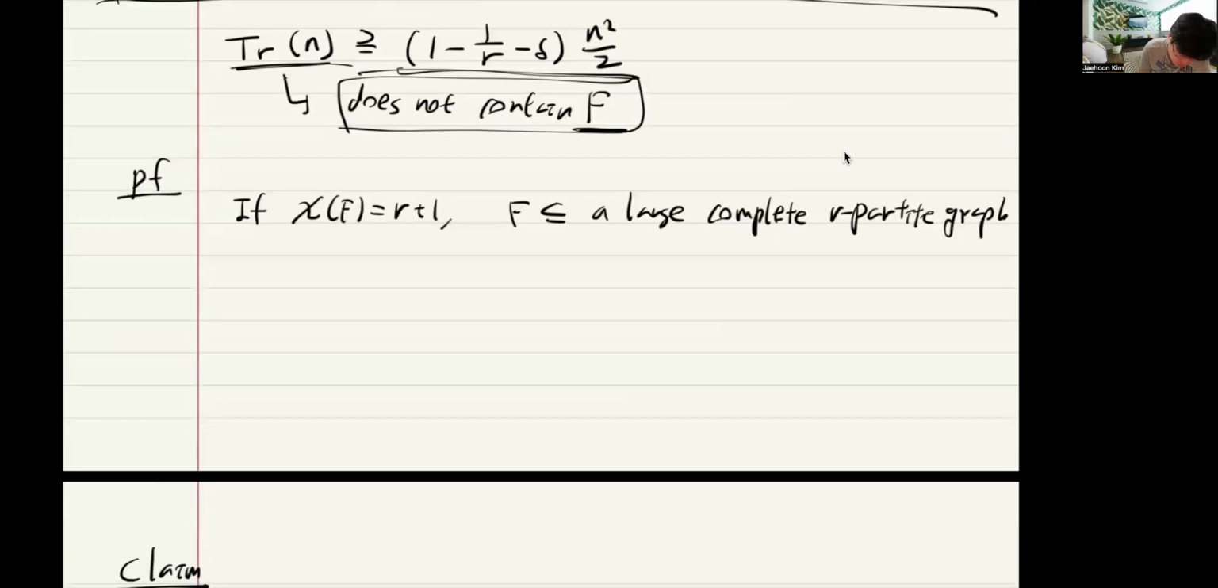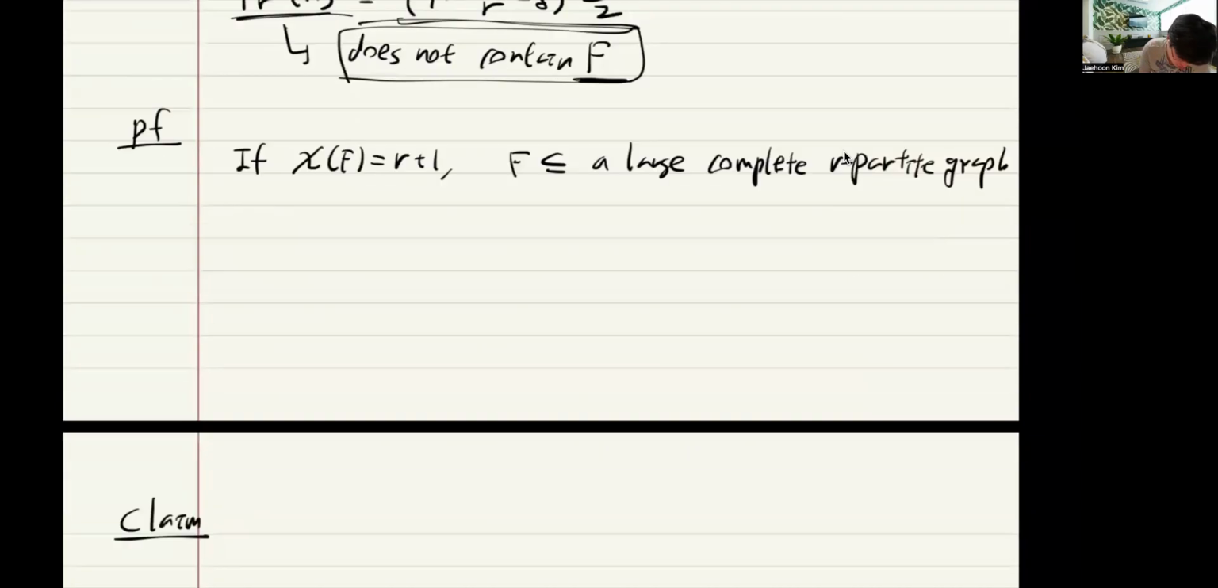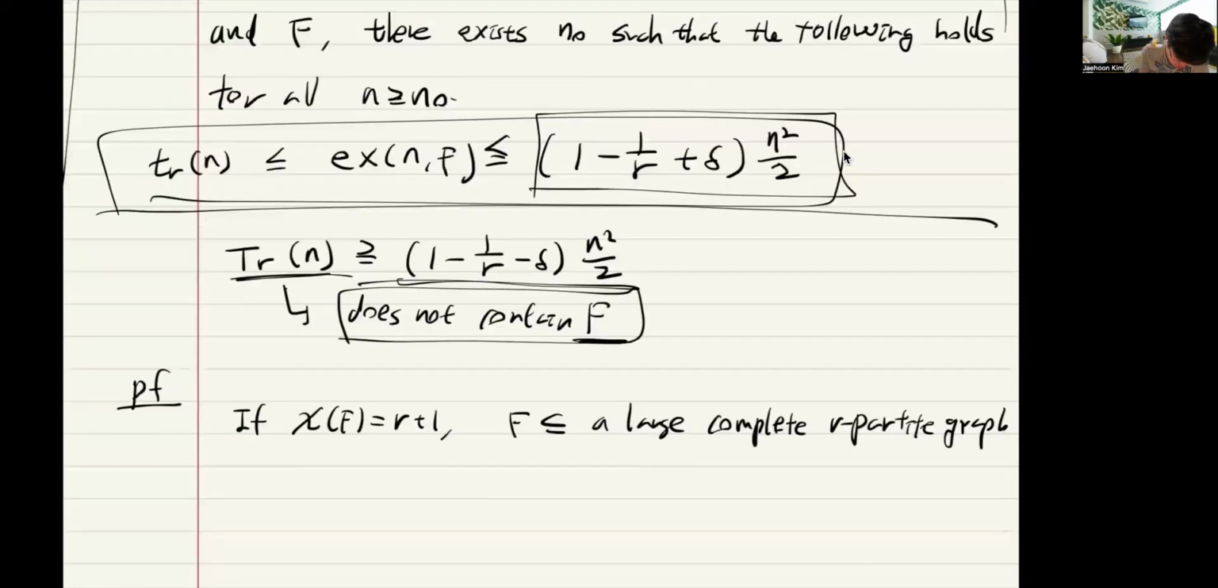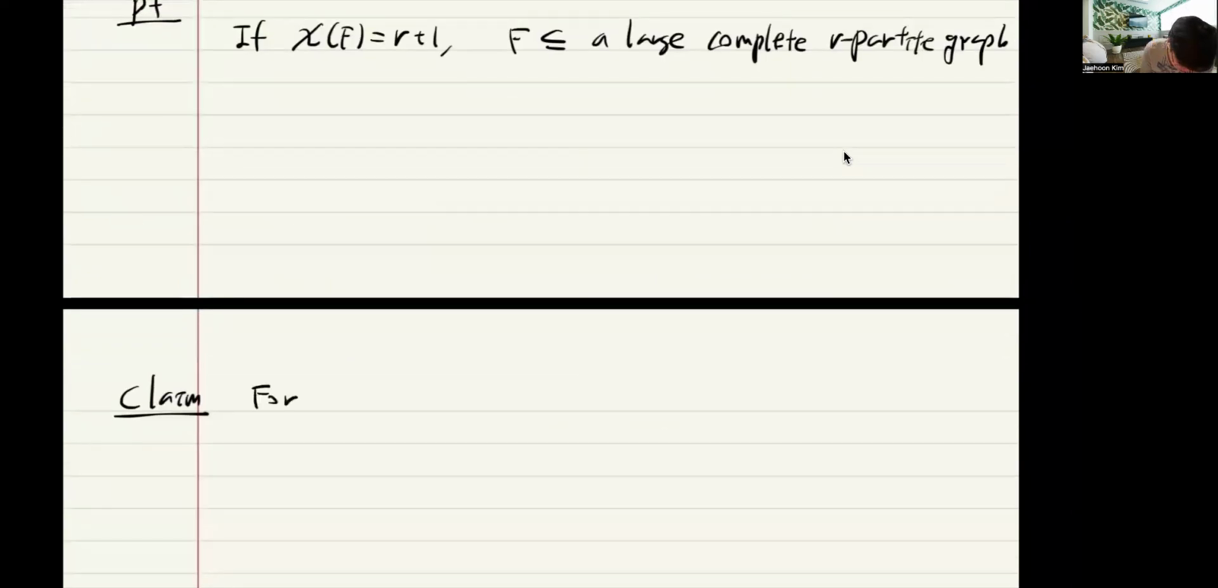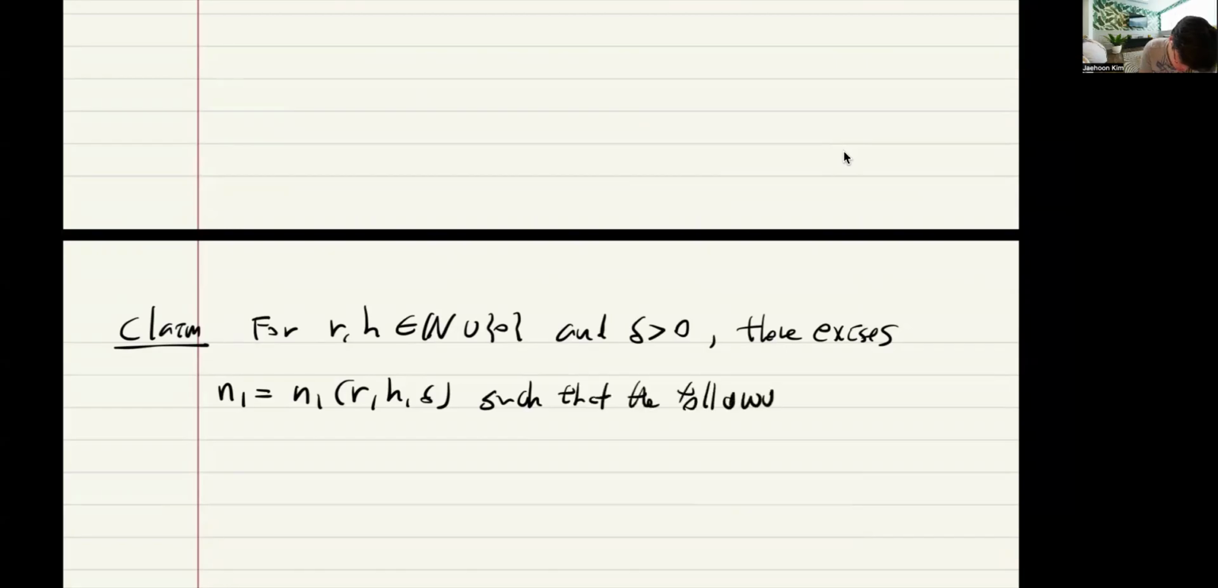Which basically says that here we assumed that G has many edges, more than this many edges. But instead of that, if we have a minimum degree condition, then we can find the large complete (r plus 1)-partite graph. So that's what this claim is saying. So for given r, H, and delta, there exists N1, depending on r, H, delta, such that the following holds. For n bigger than or equal to N1.